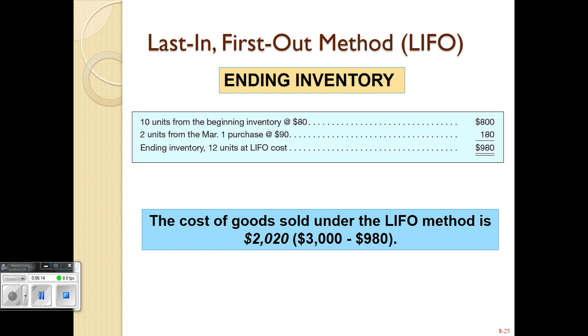The ones that have been there the longest were the 10 units in beginning inventory at $80 for a total of $800, plus 2 of the units from the March 1st purchase at $90 for $180. So the ending inventory value under LIFO is $980. To figure out the cost of goods sold, we take the $3,000, subtract the $980, and we get $2,020 as the cost of goods sold.